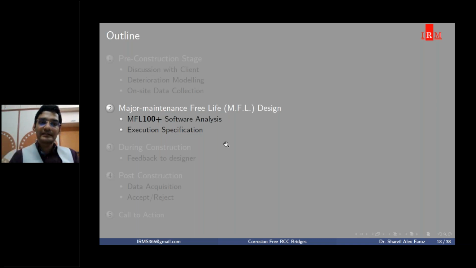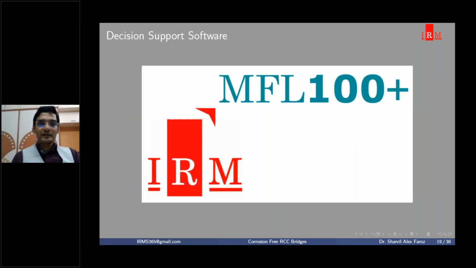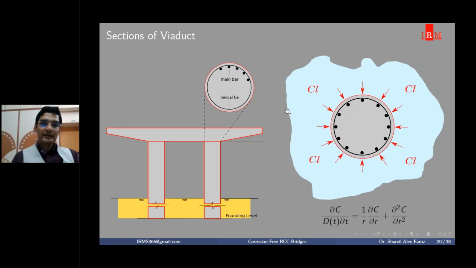Once we have collected all the data, we go to the next step, which is the actual design and analysis using the M.F.L design. This software that we have is called M.F.L 100 Plus. This is our own software that we use for such projects. Now, to show you an example of how you should do the design and analysis of this project, let us consider one pier of this viaduct. This is a circular pier which I have shown you.